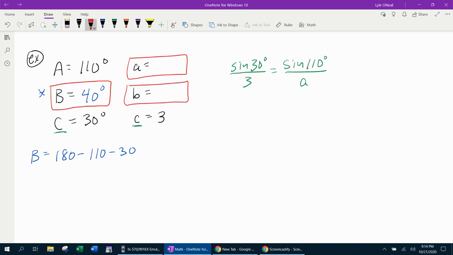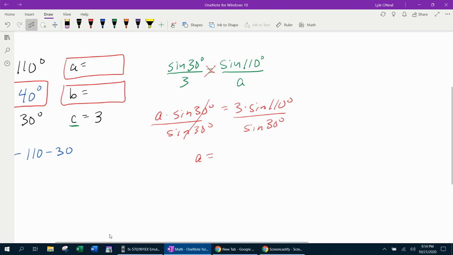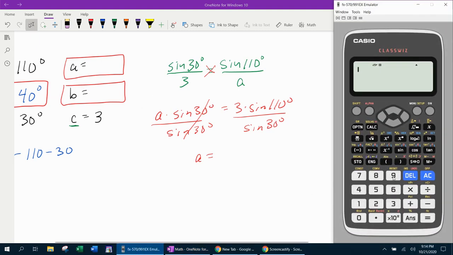And now that I have a proportion, to solve a proportion, you cross multiply. So we're going to have a times sine of 30 equals 3 times sine of 110. We need to divide by sine of 30 to get a by itself. And then with a little button pushing, we're going to have our answer for a. All right, so here we go. With the calculator, make sure you're in the right mode. We need to be in degree mode since these angles are in degrees.